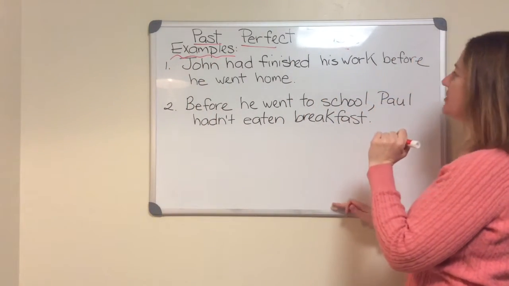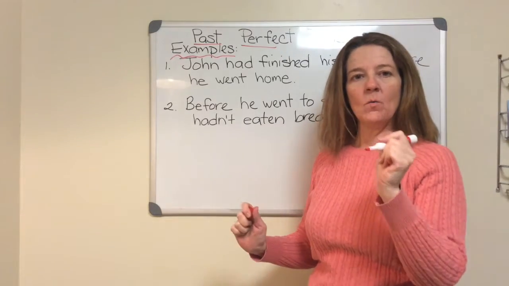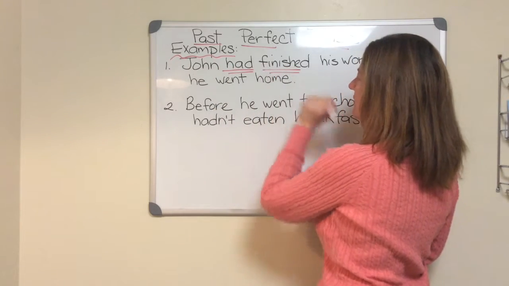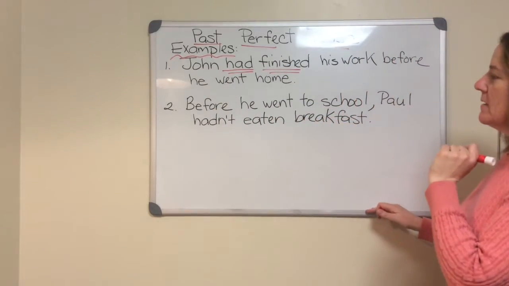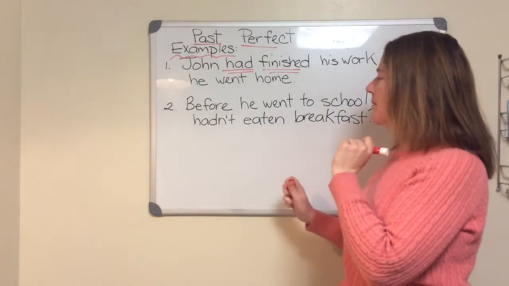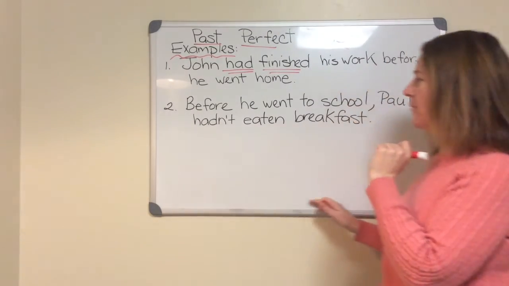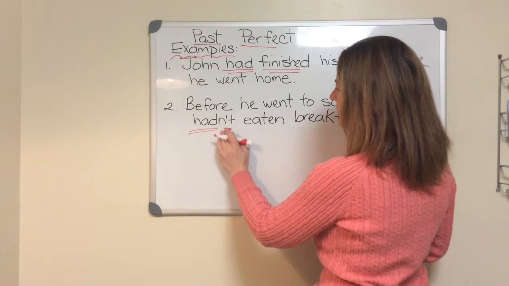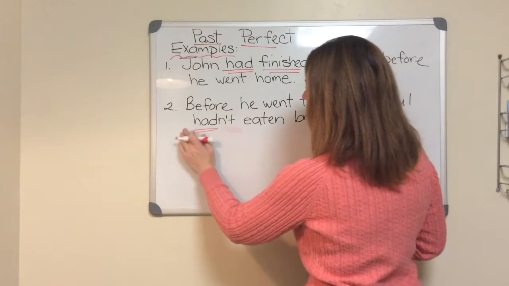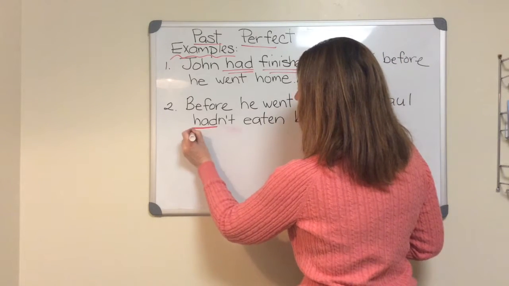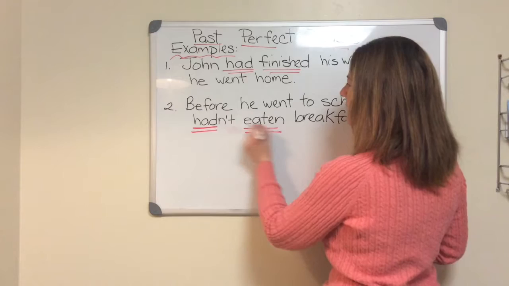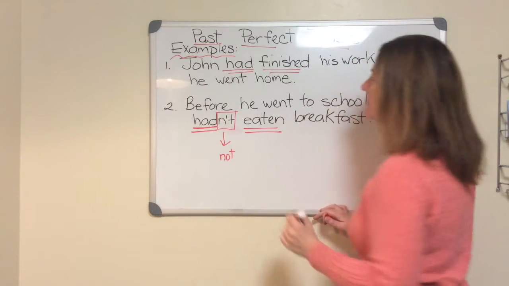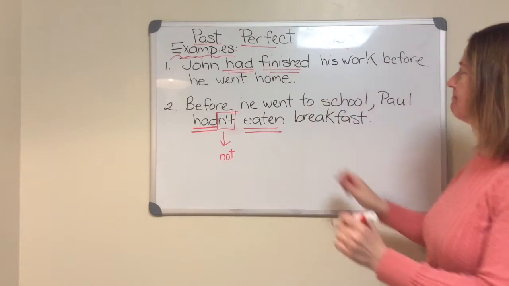So John had finished his work before he went home. What is the past perfect verb here? That's right, it is had finished. Okay, number 2, before he went to school, Paul hadn't eaten breakfast. So we have hadn't. Really, the not isn't a verb. It's really just the had eaten, because this just means not. All right, so we identified the past perfect.